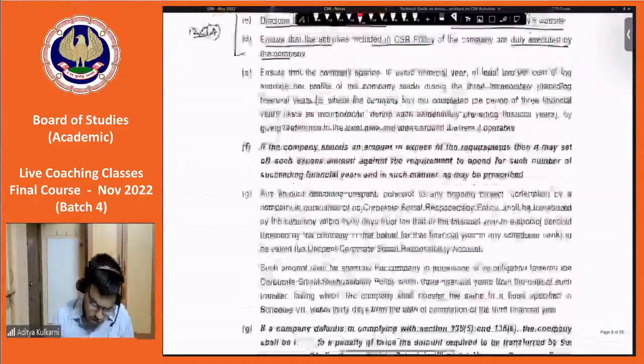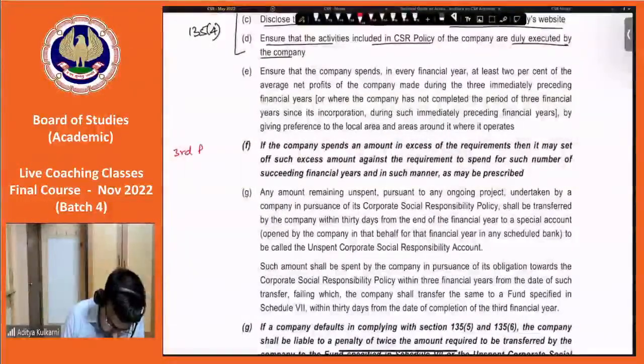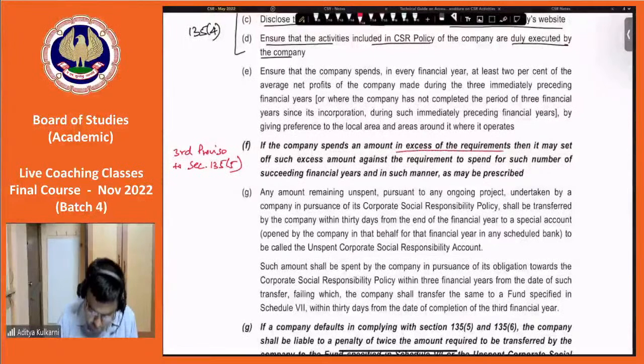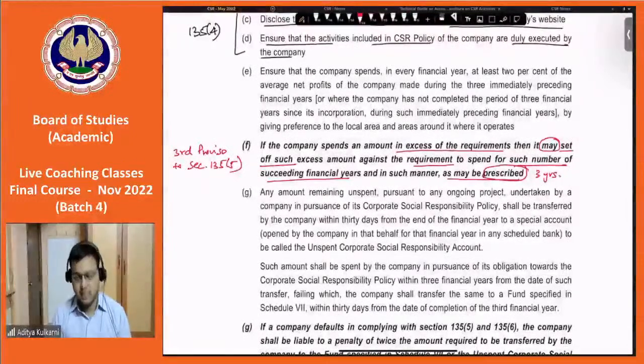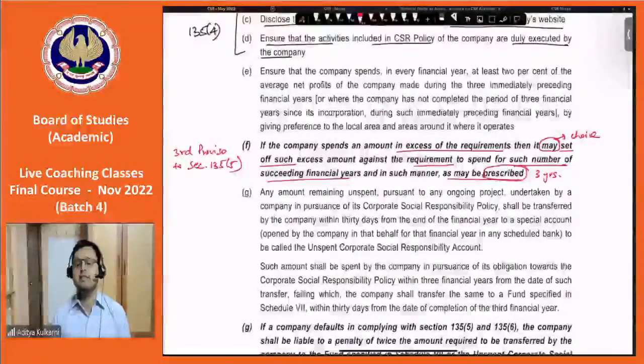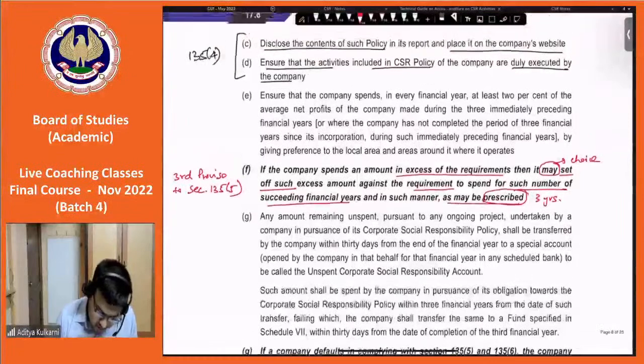So now let us come back to our notes. This is the amendment. 3rd proviso to section 135(5). If the company spends any amount in excess of the requirements, it may set off such excess amount against the requirement for such number of succeeding financial years as may be prescribed. So this prescribed duration is 3 financial years. It may. So this is a choice that is given. It's not mandatory to set off. It is a choice that is available.